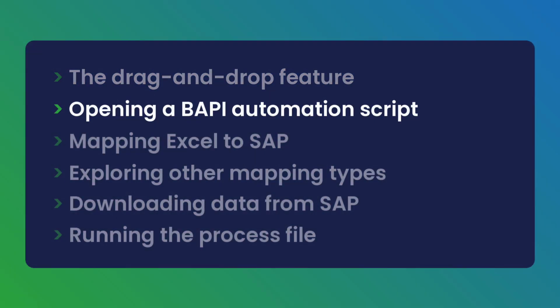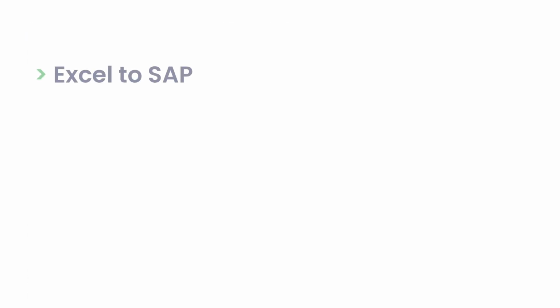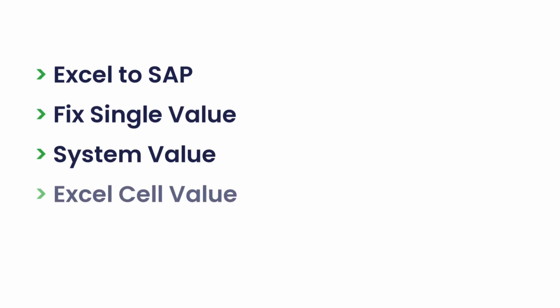Opening a BAPI automation script. Let's begin by opening a BAPI automation script that has already been recorded. While the drag and drop feature is available across all four of Process Runner's technologies, for this demonstration, we'll focus on using a BAPI script.